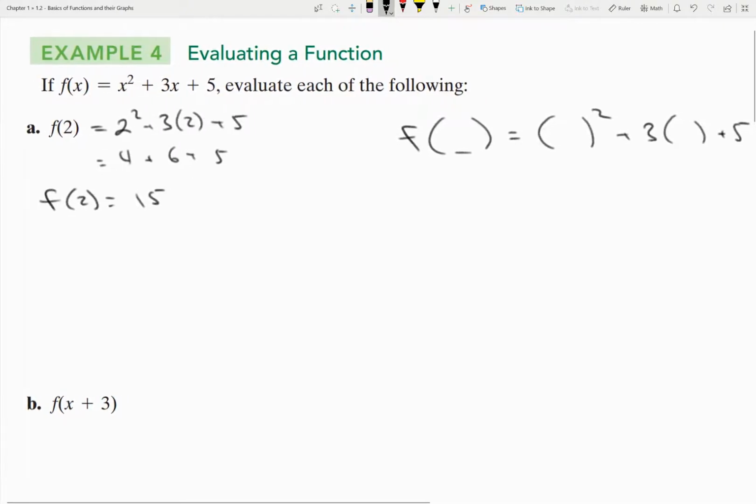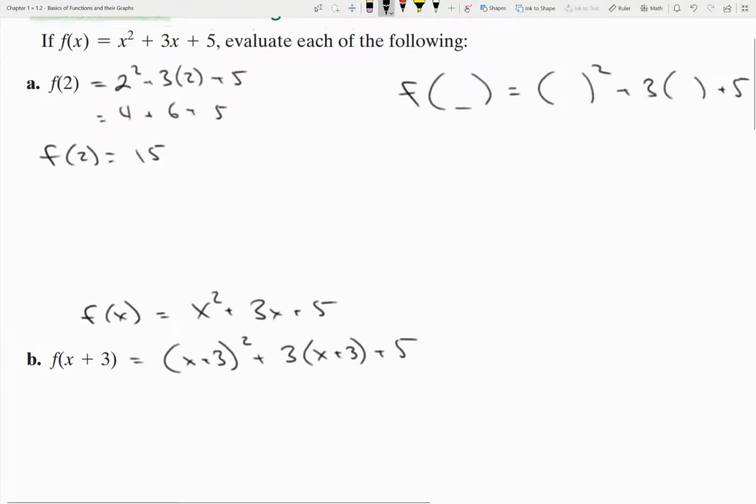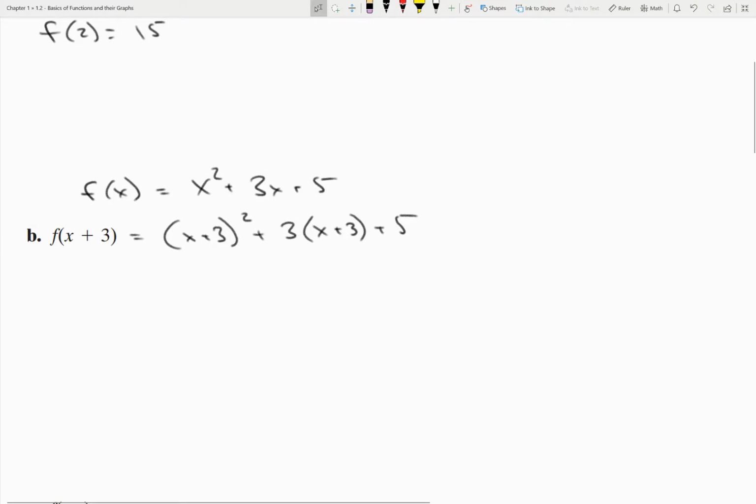Not so bad. Let's try the next one. F of x plus 3. So again, my formula for f of x is x squared plus 3x plus 5. So that means that I'm going to replace every x with x plus 3: x plus 3 squared plus 3 times x plus 3 plus 5. My input is x plus 3. That's what's going into these parentheses. Okay, and now I have to simplify it.